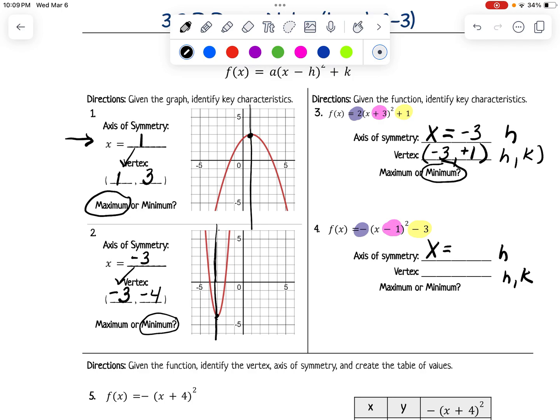You're going to have your h, but you want to change the sign. So from -1 to 1. Then your vertex, which is h, k, you can put that number there for your h. And then your k, which is right there in the yellow, will be the -3. And because I have a negative there in blue right in front, I know that I'm going to have a maximum.